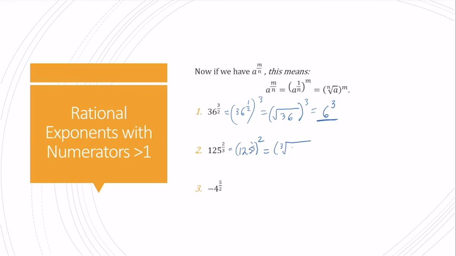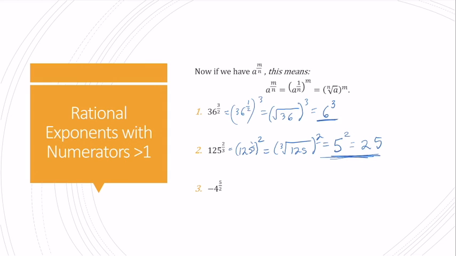So I want to find the cube root of 125, which is going to then be squared. The cube root of 125 is 5, so I'm left with 5 squared, which, because I know this one off the top of my head, is 25. But either of these answers would be equivalent.